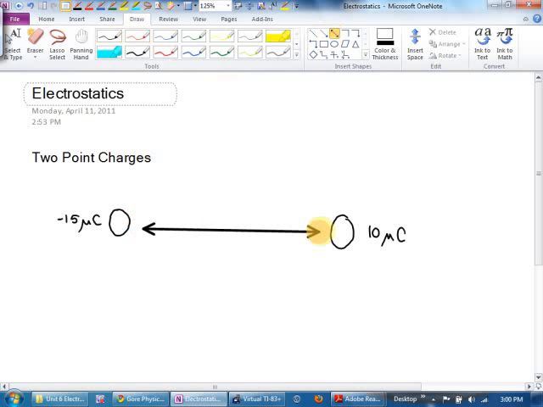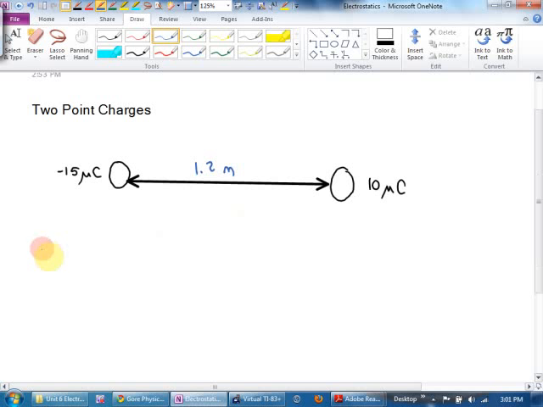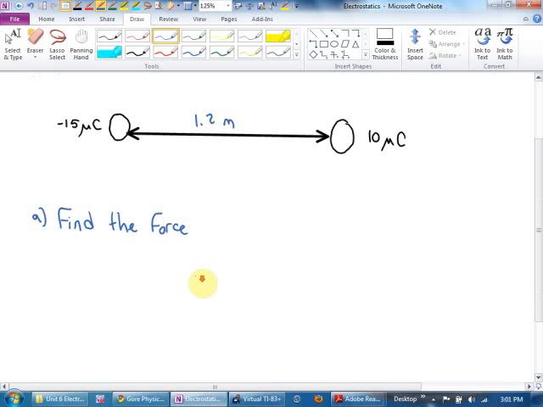This distance here is 1.2 meters. This is where we started out. And so the first question that I could ask you is, find the force. Some of these I'm not going to finish, because when we reach the plug and chug stage, I'll just say plug and chug. Okay? So find the force.